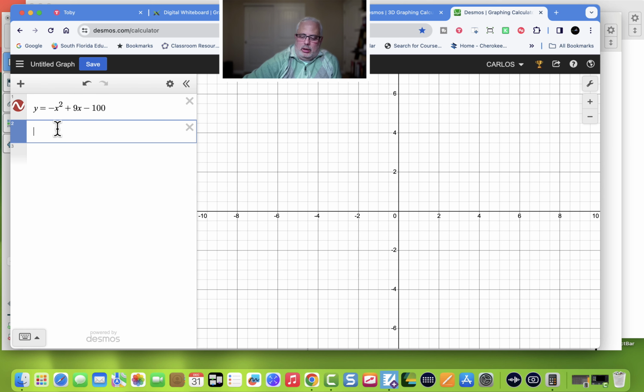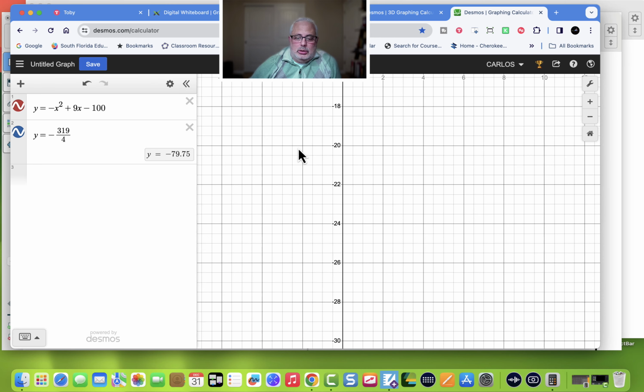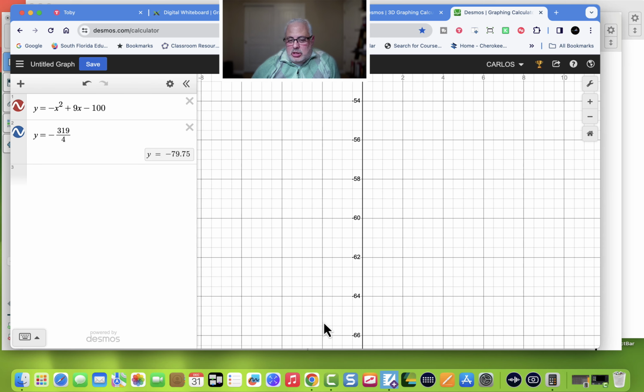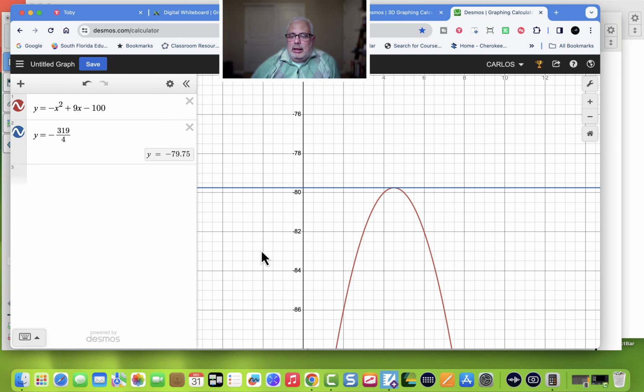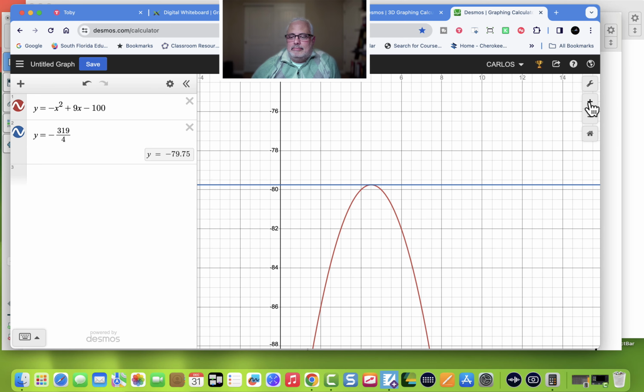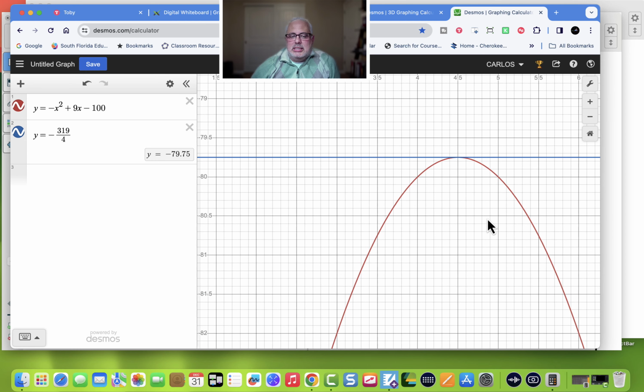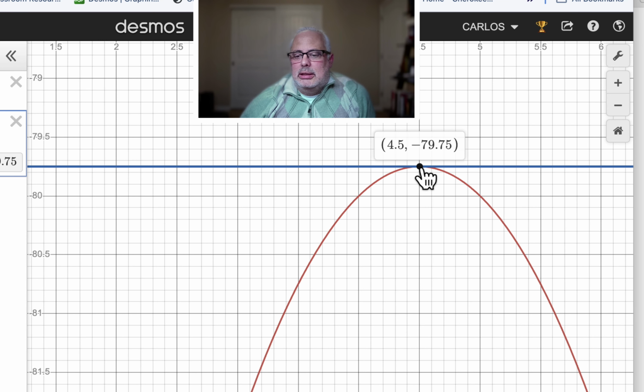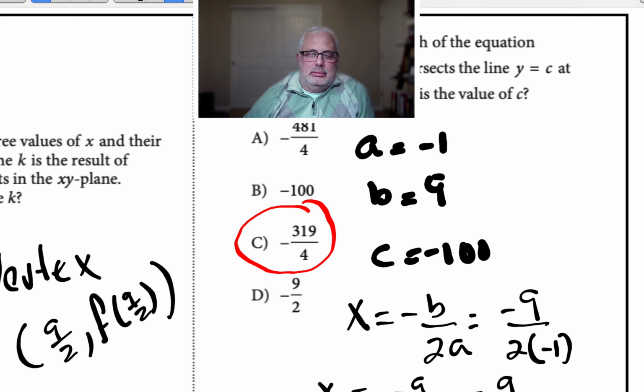And I'm going to put here y equals negative 319 over 4. And I'm going to scroll down the graph all the way to negative 100, which is the y-intercept. And look at this. This is the line y equals negative 319 over 4 passing by the vertex. And that's the answer for the SAT question.